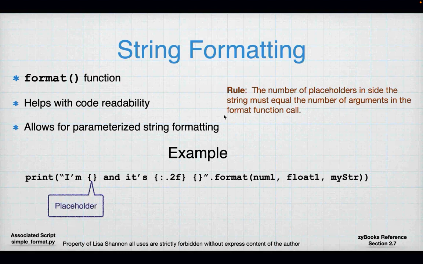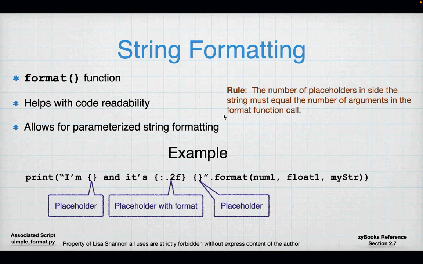So how does this work? Well, we've got our placeholders. The middle one is a placeholder with a format. The placeholder with a format basically says you're expecting a specific type of value, and because I can get that specific type of value, I want to format it specially. What this says is it's going to be a float, F, and I'm going to make sure there are only two decimal places after the whole number part of that float.